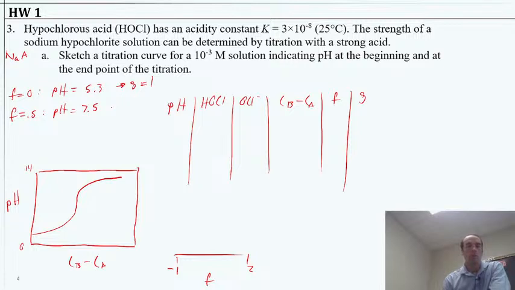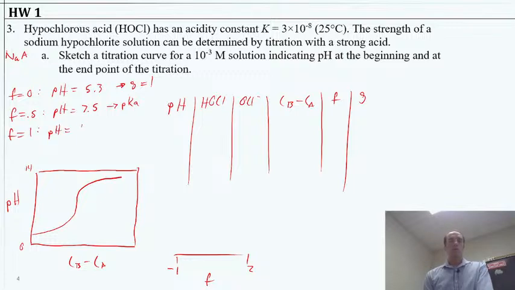G is also 0.5. That's actually the pKa. I think perhaps that always happens. Not 100% sure of that, but that's notable at least. When F equals 1, pH was 9.3.